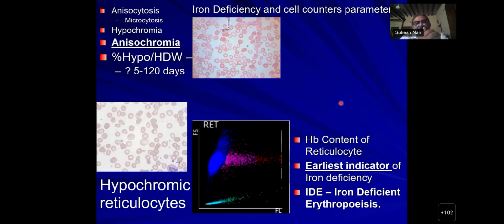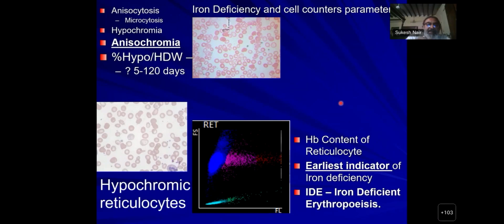anisocytosis is reflected by RDW, hypochromia by this thing, but anisochromia is reflected by some of the cell counters, by percentage hypochromic red cells or hemoglobin distribution width, but it will only give you the information of red cells 5 to 120 days from now.